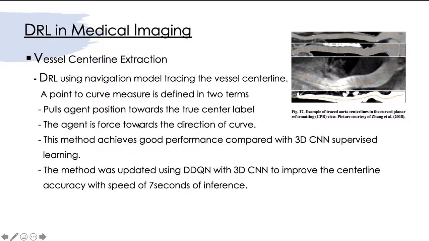Another method they are exploring is vessel centerline extraction. DRL uses a navigation model tracing the vessel centerline, and a point-to-curve measure is defined in two terms. A reward agent is positioned towards the true centerline, and the agent is forced towards the direction of a course. This method achieves good performance compared with 3D CNN supervised learning. They then updated the method using DDQN with 3D CNN to improve the centerline accuracy, with a speed of 7 seconds of inference.